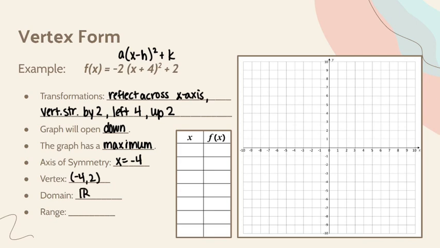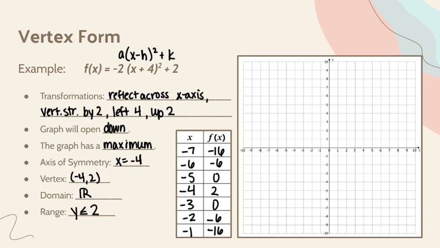The domain is always all real numbers, and our range is y, and it is less than or equal because our arrows point down, our graph opens down, and then it is less than or equal to the y value of the vertex. All right, so let's put our vertex in the middle of our table. Then you would go to your calculator, type the function into y equals, and go to your table.